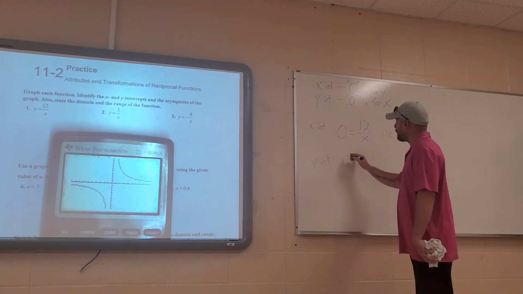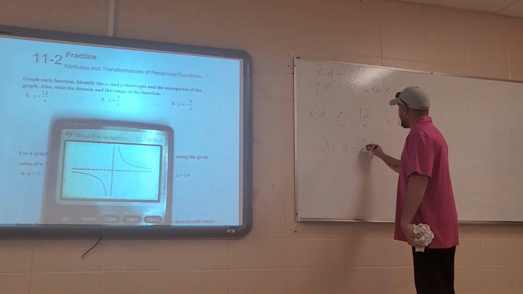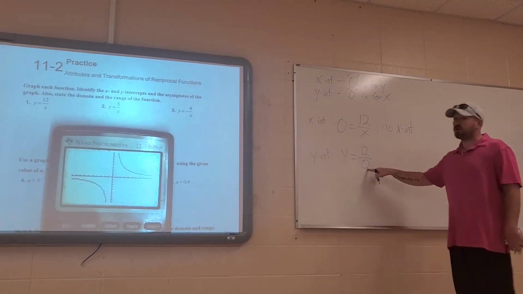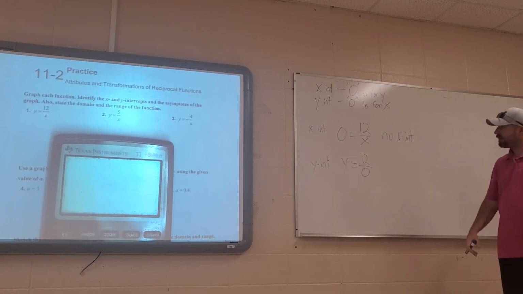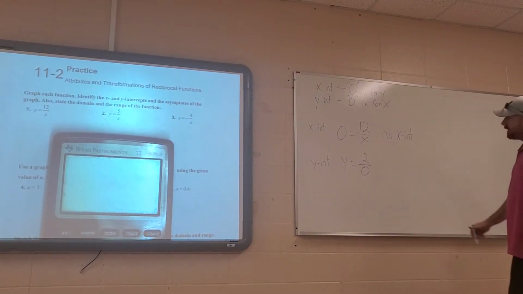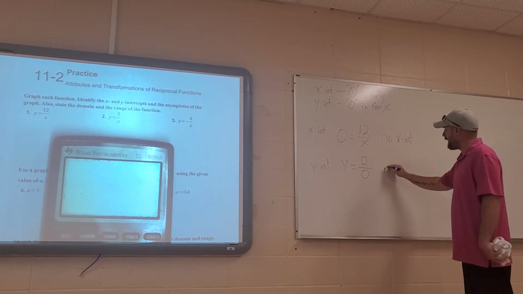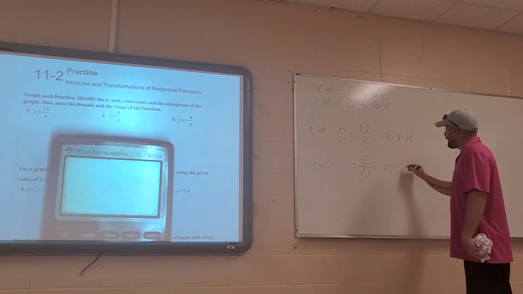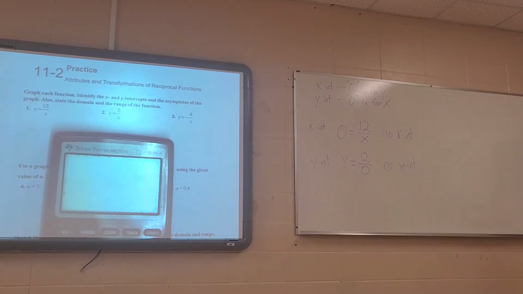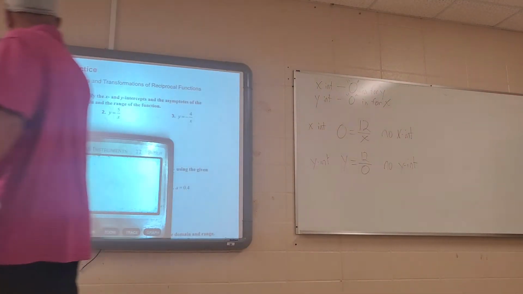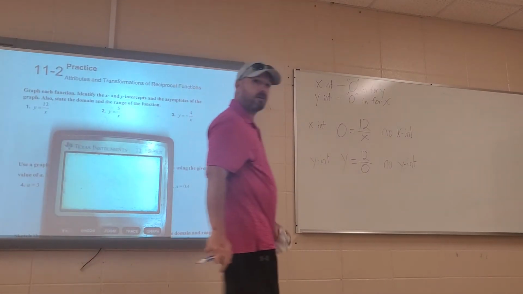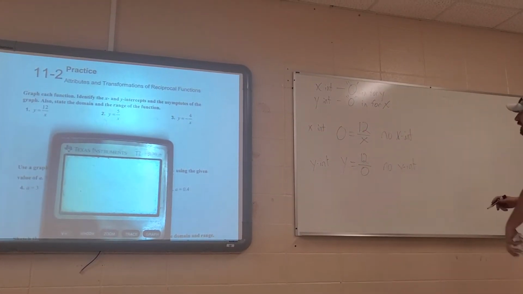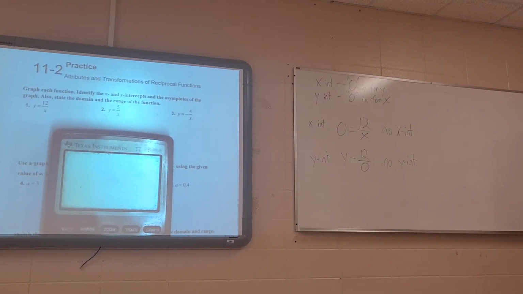Well, for the y-intercept, we put a 0 in for x. Uh-oh, I just told you. You can never divide by 0 in math. That is a cardinal sin in math. So we don't do it. Okay? And so if you divide by 0, that right away, no y-intercept. Okay? And if you look at this graph, it never touches the y-axis. Okay? So, no y-intercept.